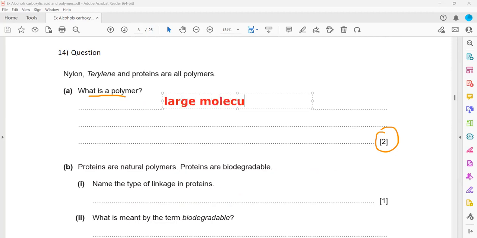Can we say a substance consisting of very large molecules made by polymerizing a large number of repeating units? Or we can say monomers. Yeah, you can say. So a large molecule formed by small molecules, or you can also say monomer.